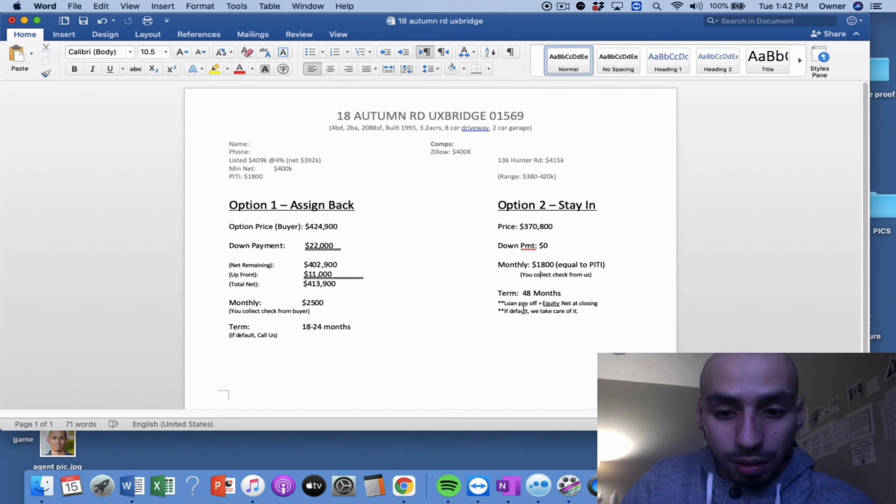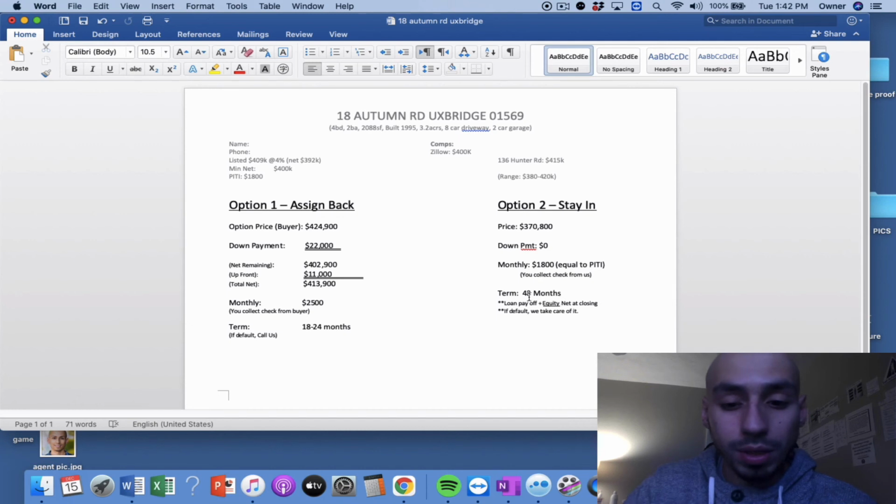So here I put that the loan payoff plus the equity net at closing. So what I'm saying here is that their loan's going to get paid off at closing, and they'll receive any anticipated equity once the buyer goes through with their financing. If default, we take care of it. What I mean by that is if the buyer were to move out or default on the term, then we would be on the hook.